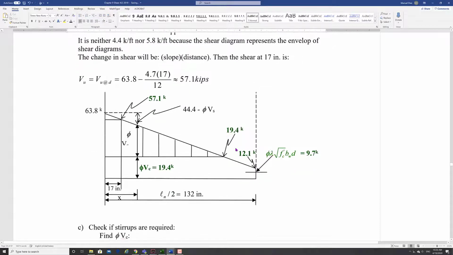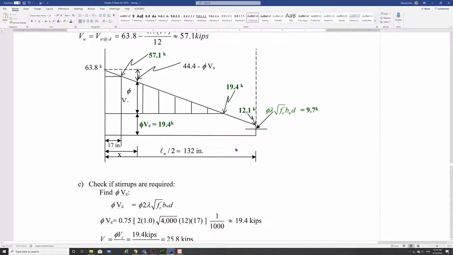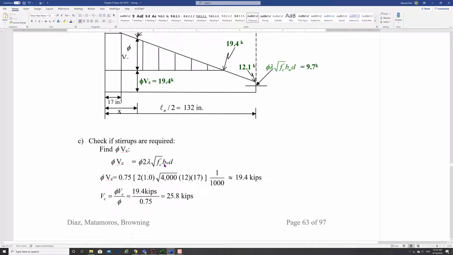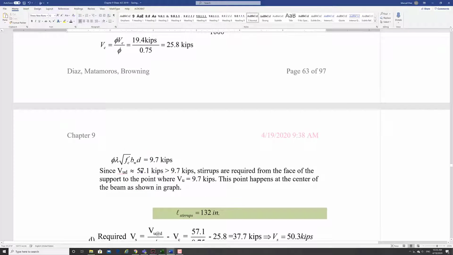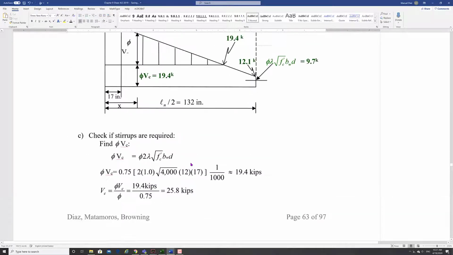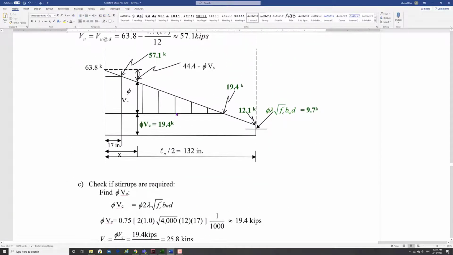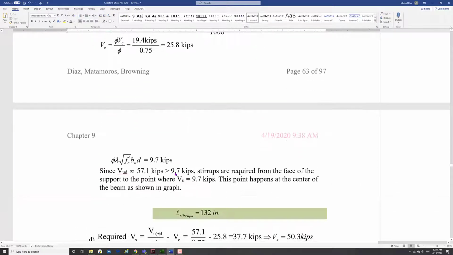We are going to find our phi V sub C. So there is the value, here removing the phi factor in case we needed it. Here is the limit where we need the stirrups. Our shear at the distance D is 57.1, which is bigger than the limit where we need the stirrups. So we have to put the stirrups all the way to that location.